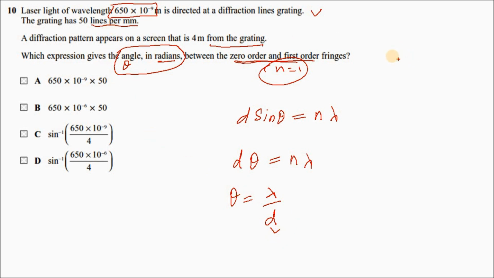So 1 millimeter consists of 50 lines. How many millimeters does one line contain? You see that d should be equal to 1 upon 50 into 10^-3 millimeter. This is the value of d.